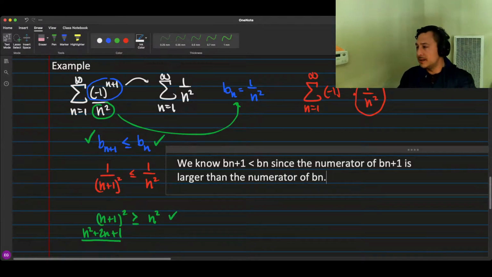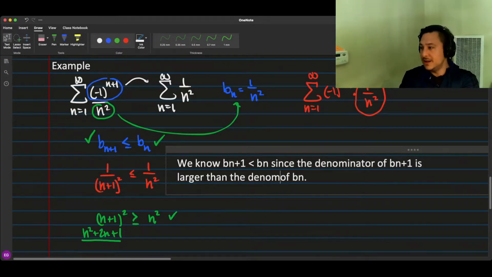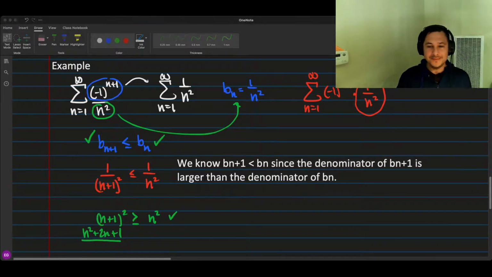Yes, you're right. Thank you. I meant denominator. My bad. Okay, so yes, that was correct. The denominator is smaller, so the fraction ends up playing out that way.